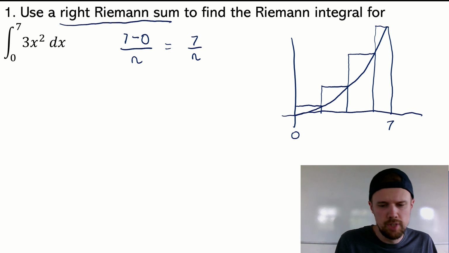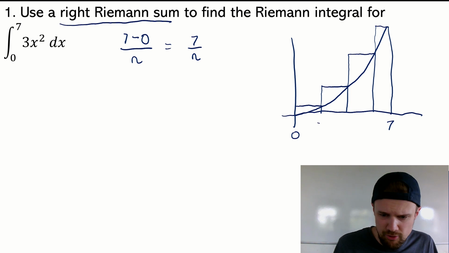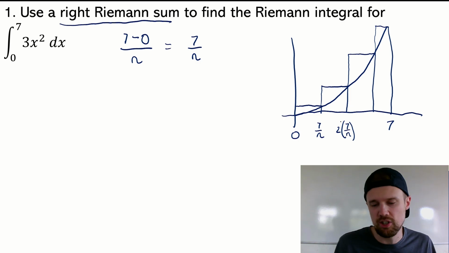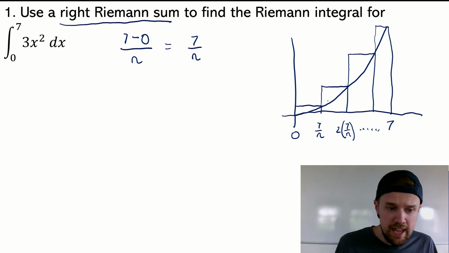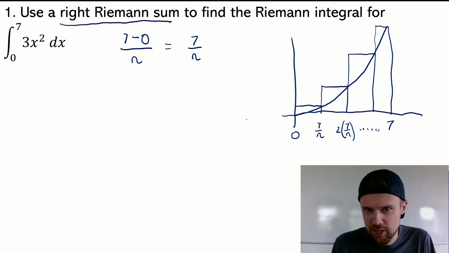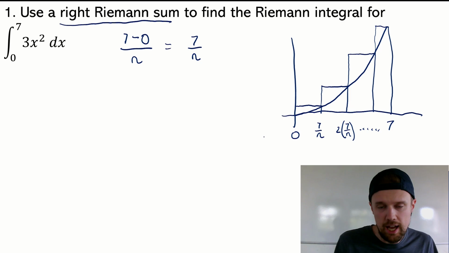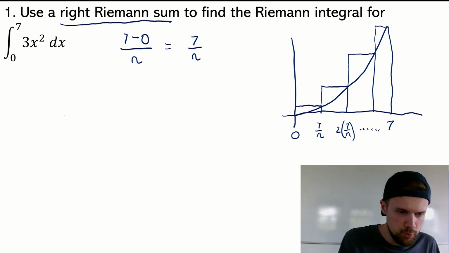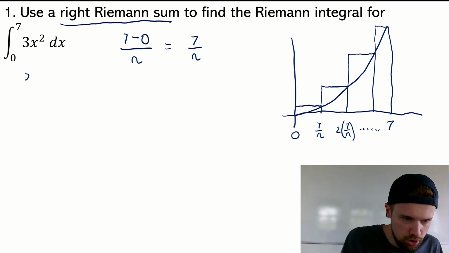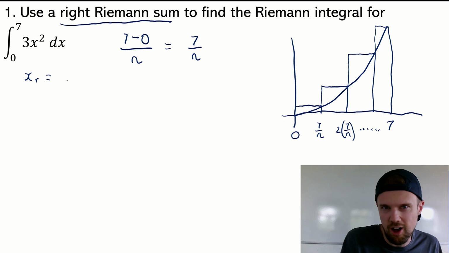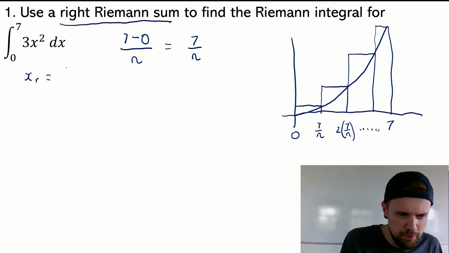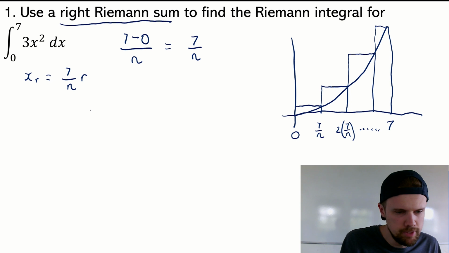So there we go. But what does that mean? Well, it means the end of the first rectangle is 7 over n. The end of the second rectangle would be 2 lots of 7 over n, etc. And therefore, the x values we're going to be using to plug into the equation to get the y values form a sequence which would have the nth term of, except it wouldn't be nth term because r is the variable for this sequence, but it would be 7 over n lots of r, like so.